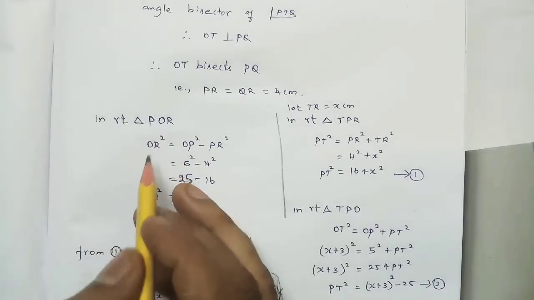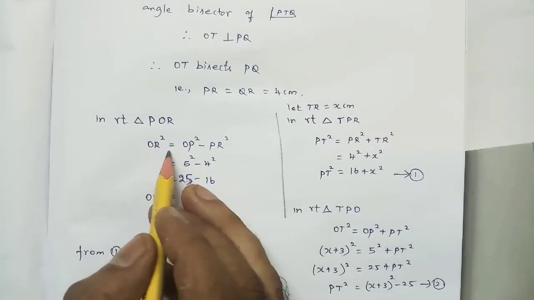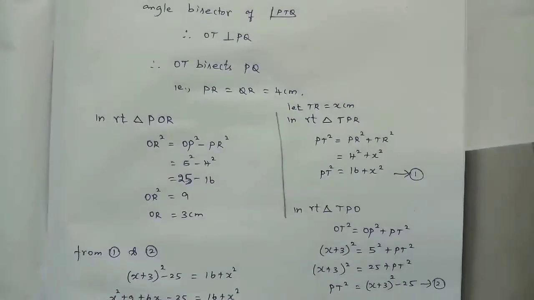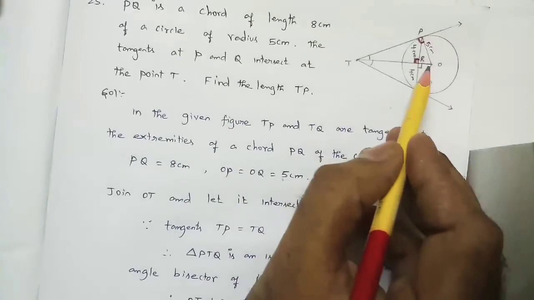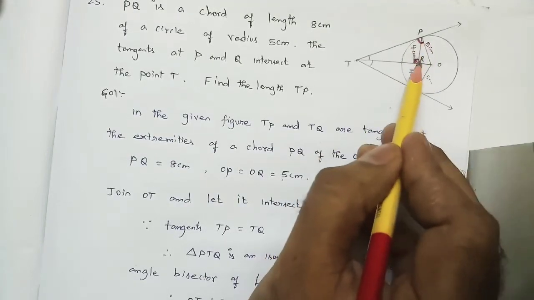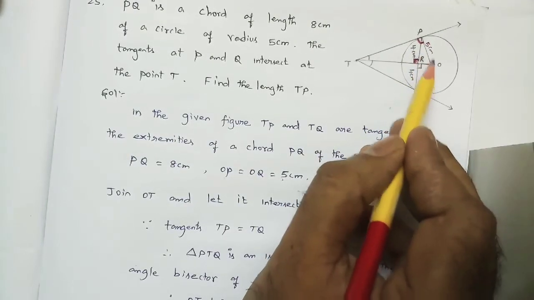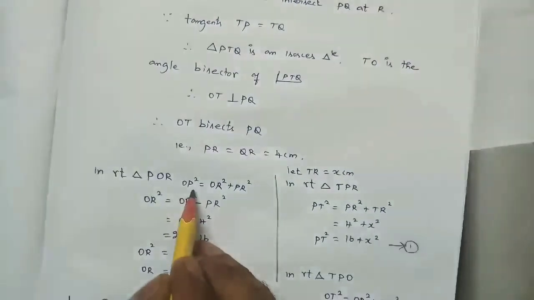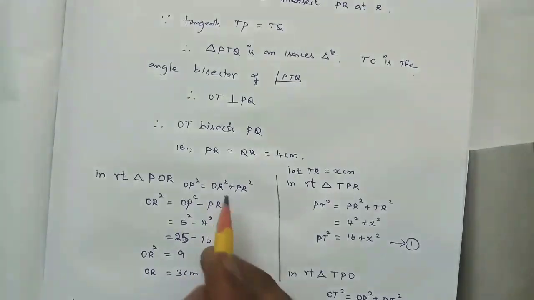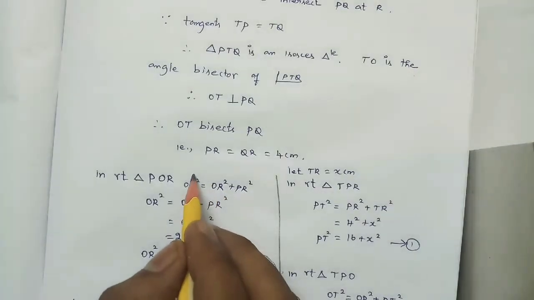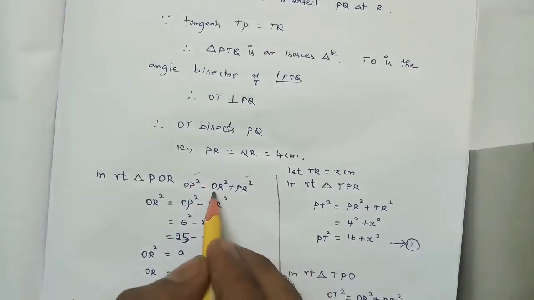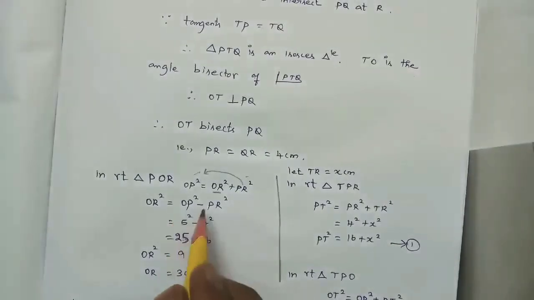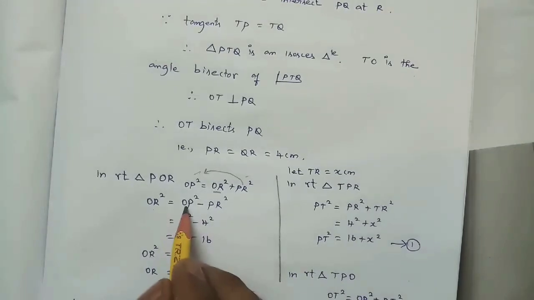In right triangle POR, OR square is equal to OP square minus PR square. See, in the first triangle OPR, R is the right angle, so OP square is equal to OR square plus PR square. We know the value of OP and PR; what we don't know is OR alone. Keeping OR alone on the LHS and bringing PR square to the other side, OR square is equal to OP square minus PR square.